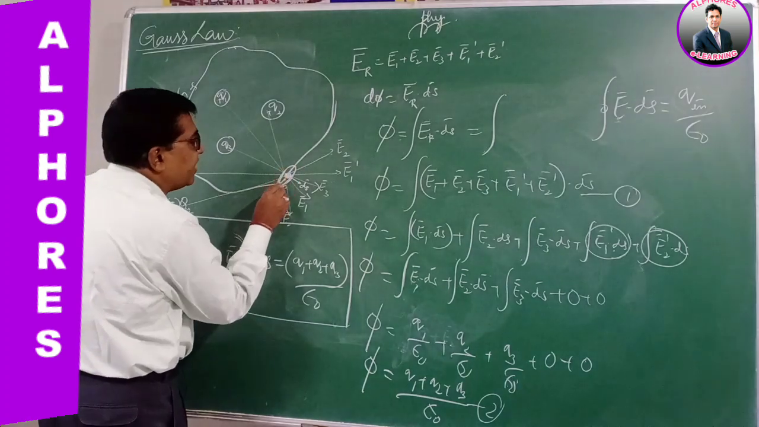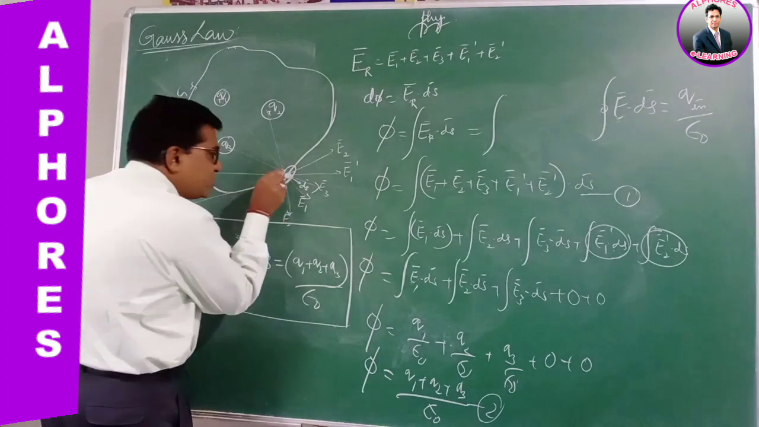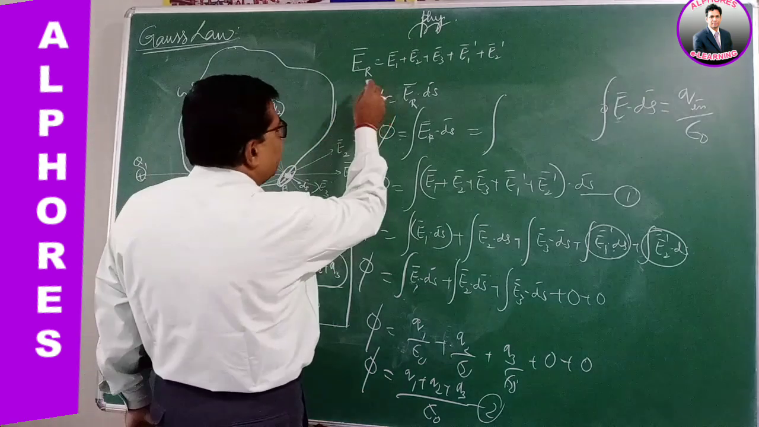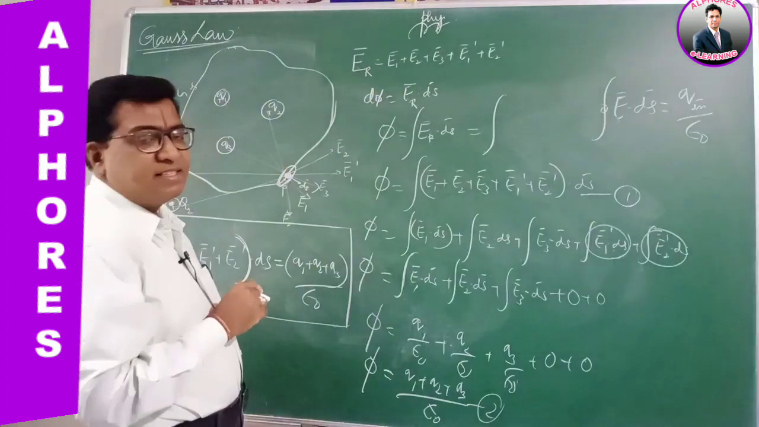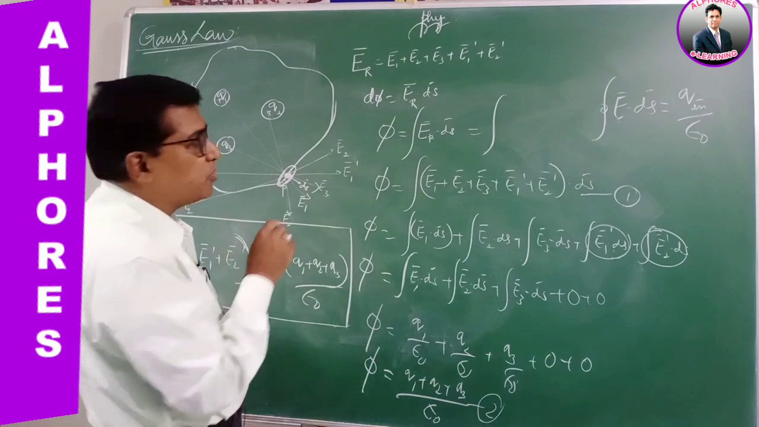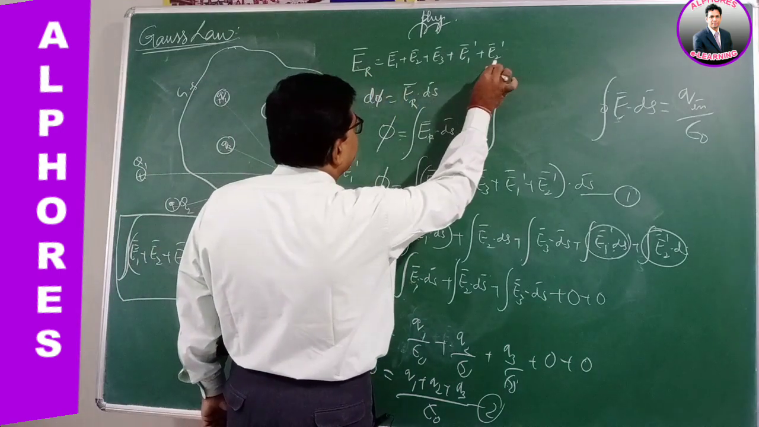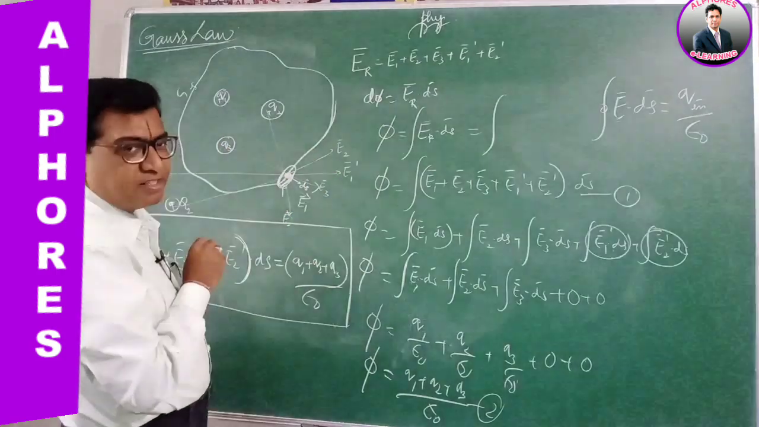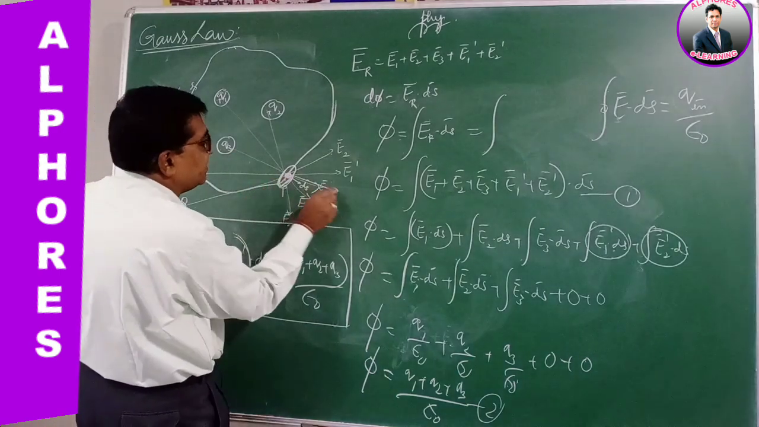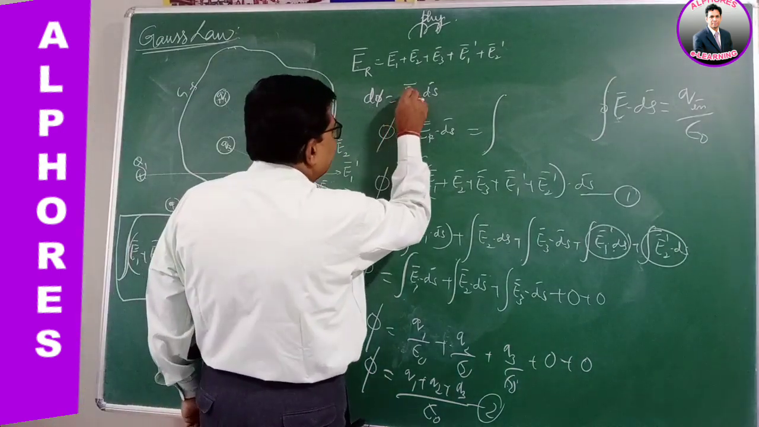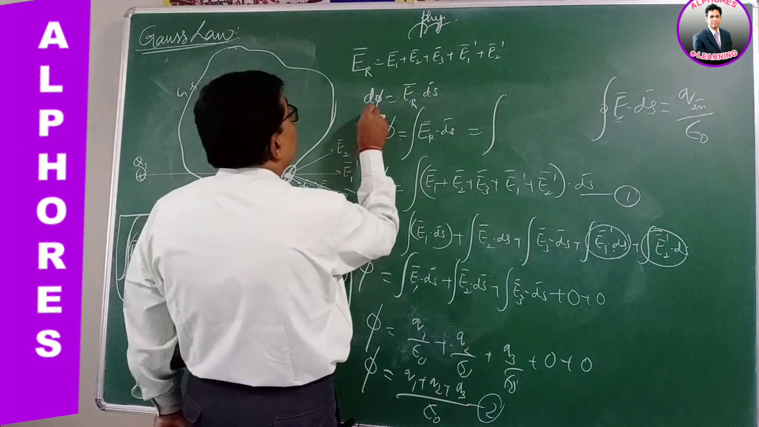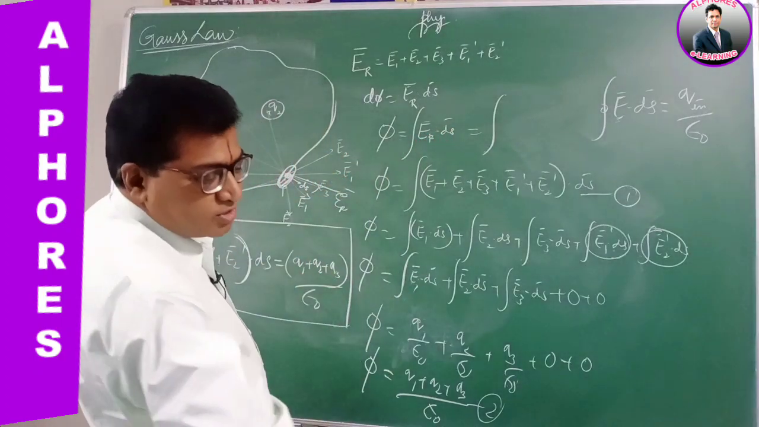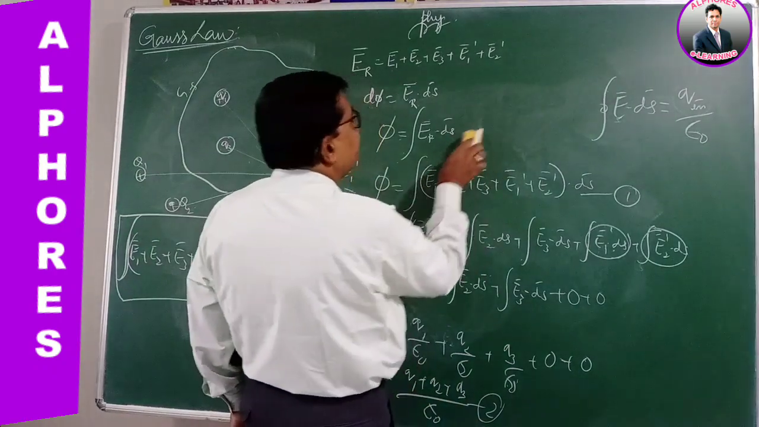Consider a small area element ds. We know the resultant electric field due to all the charges is the vector sum of all the electric fields, according to the principle of superposition. So the small flux through this area element, if the resultant electric field intensity is ER, is ER dot ds. Therefore the total flux through the Gaussian surface is the integral of ER dot ds.